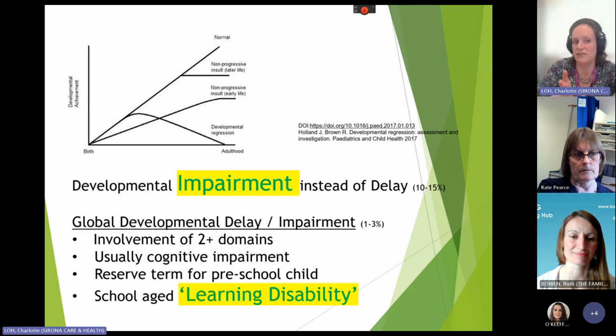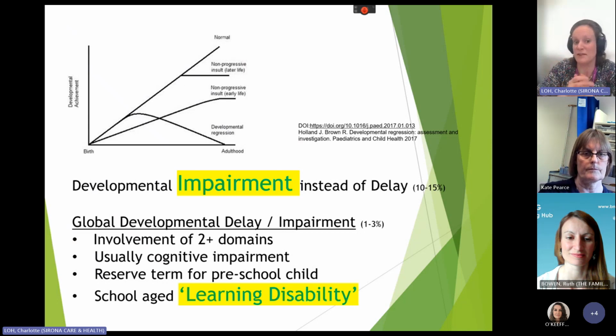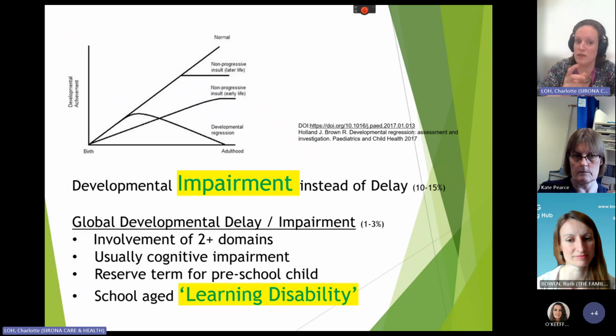All of these different trajectories are in the pictures that I shared before, and I've mixed the two terms to be honest, because I usually use impairment. This is developmental impairment rather than delay. Delay implies that things are going to turn around and change. Actually, we're saying development's impaired. And research has shown that between 10 to 15% of children have developmental impairment in at least one domain of development. So it's relatively high numbers.